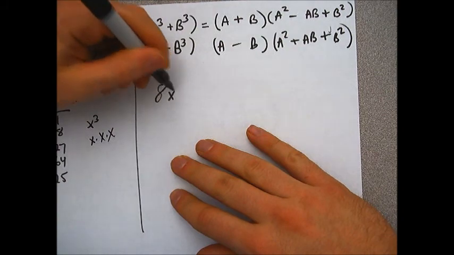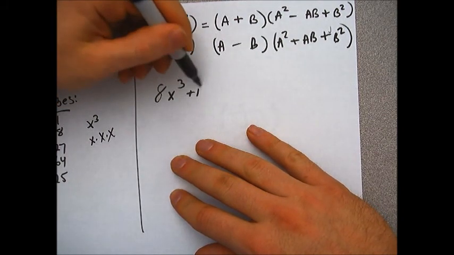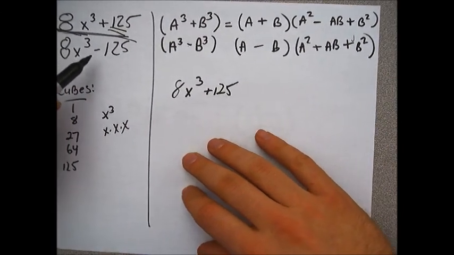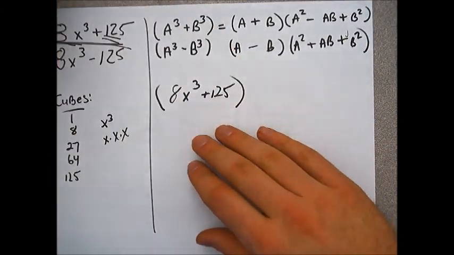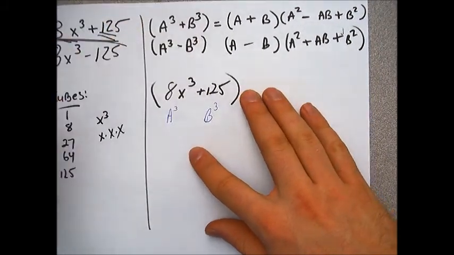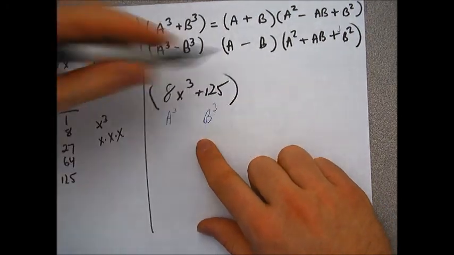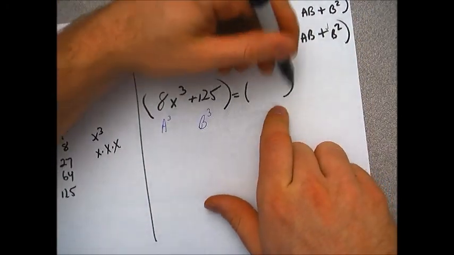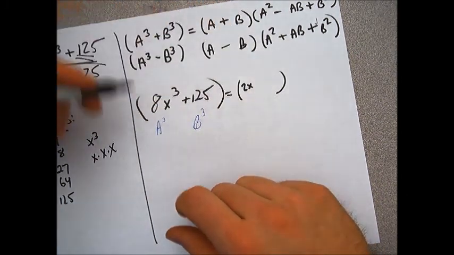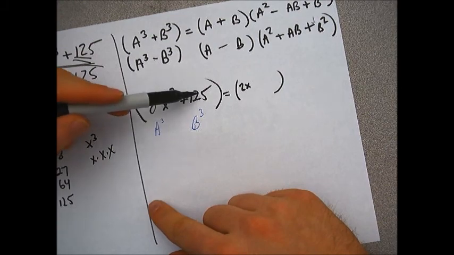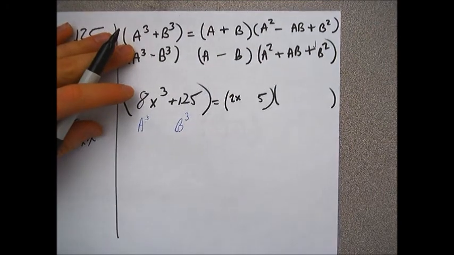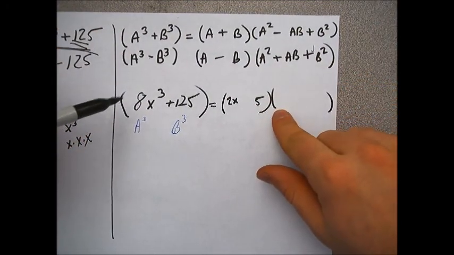So let's say we had 8x to the third plus 125. So we're going to do this first one up here, and we'll say this is the sum of two perfect cubes. So this part right here is my a to the third, and this is my b to the third. So how do I go from a to the third to a? Take the cube root of it. What's the cube root of 8? 2, and the cube root of x to the third is x. What's the cube root of 125? 5.